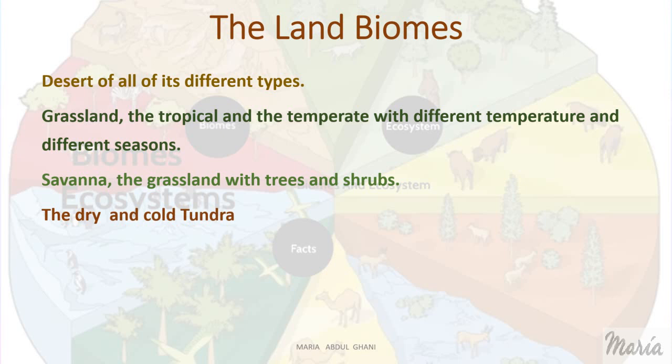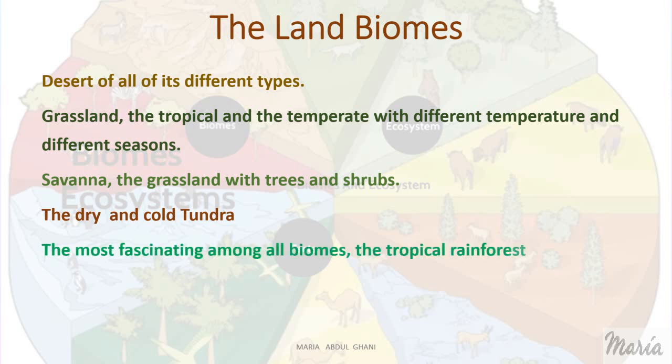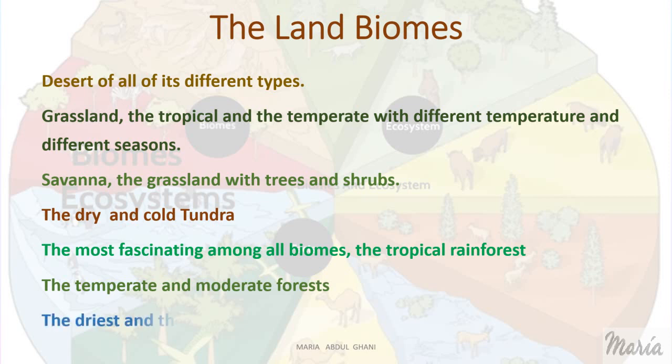The dry and cold tundra. The most fascinating among all biomes, the tropical rainforest. The temperate and moderate forests. The driest and the coldest taiga forest.